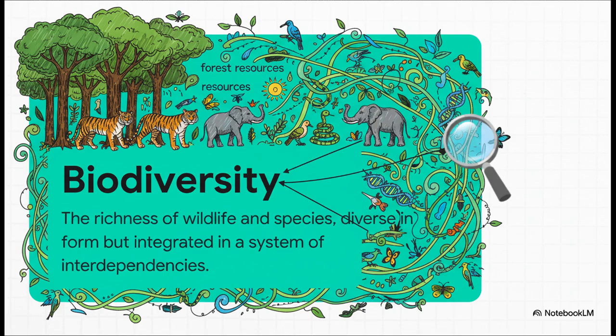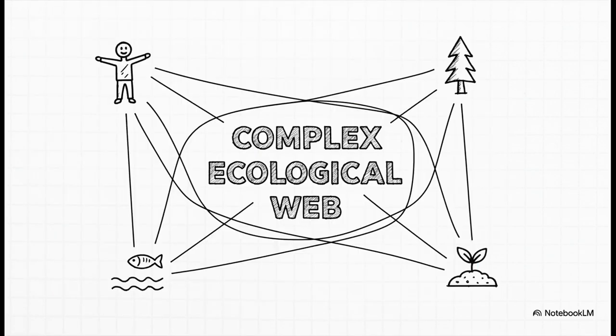So what does that really mean? It simply means every living thing, no matter how big or small, is connected to everything else. And that's exactly what this ecological web is all about. You see, we humans, we're not outside of it looking in. No, we are very much a part of it. We completely depend on this whole system for the very basics of life. The air we breathe, the water we drink, and the soil for our food.